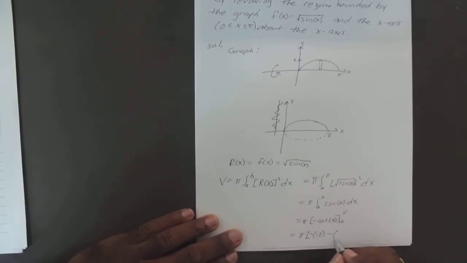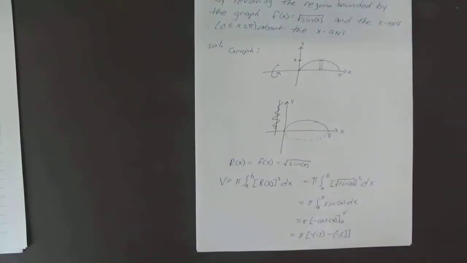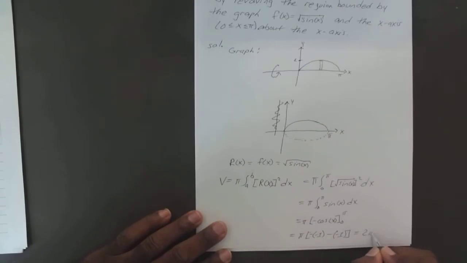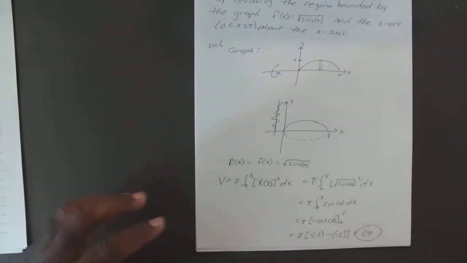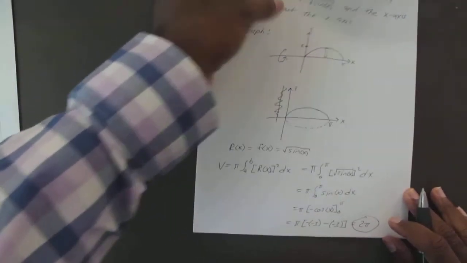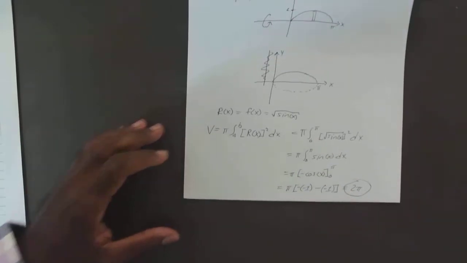Okay, which is equal to pi times negative cosine of pi, which is 1, minus negative cosine of 0, which is just negative 1, which gives us 2 pi. Actually, I think it's just my drawing is off. It should look more like a circle. Okay, so that would be your volume. All right. Any questions on that one?